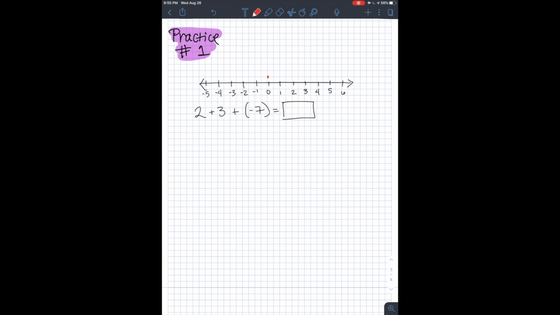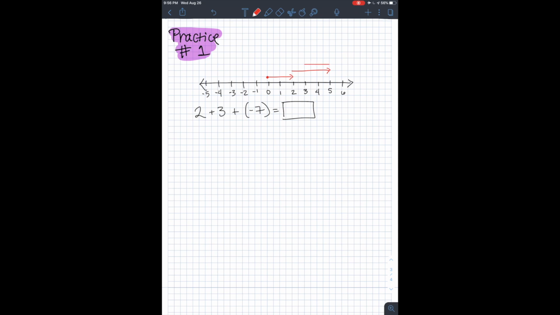Now pause here if you want to try to figure this out on your own before I start giving you the answer. Okay, so practice number 1, we've got 2 plus 3 plus negative 7. Okay, now here is the solution. We're going to start at 0. We're going to go 2 to the right. We're going to start where we ended up, and we're going to go 3 more to the right.